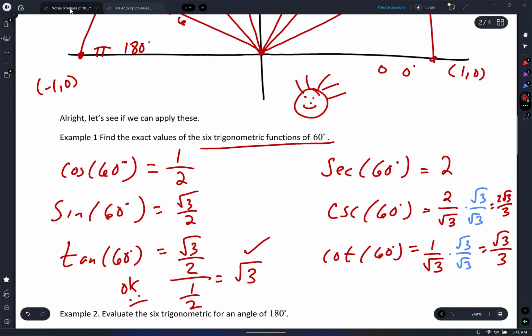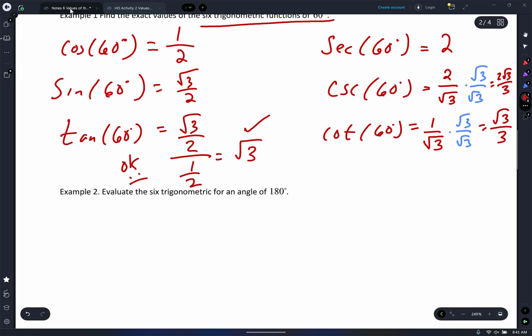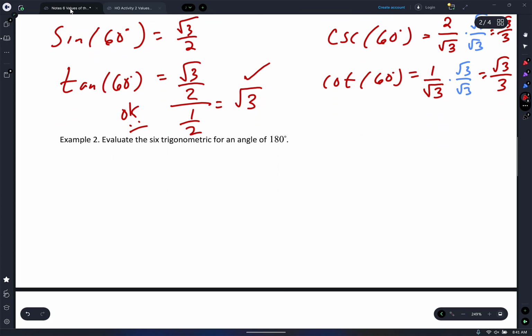Yeah, UH also does this. Instead of writing pi over 6, they write 1/6 of pi. I'm not a fan of that. I prefer just writing pi over 6, but 1/6 of pi is the same. So don't freak out when you take your UH quiz. All right, here we go. Cool or not cool, guys?